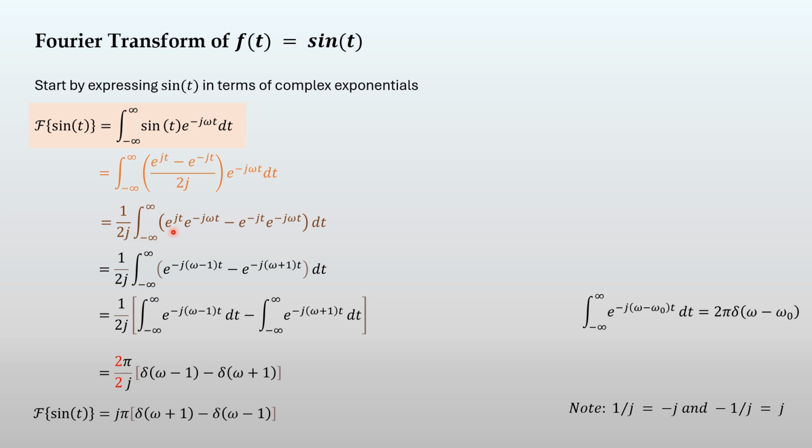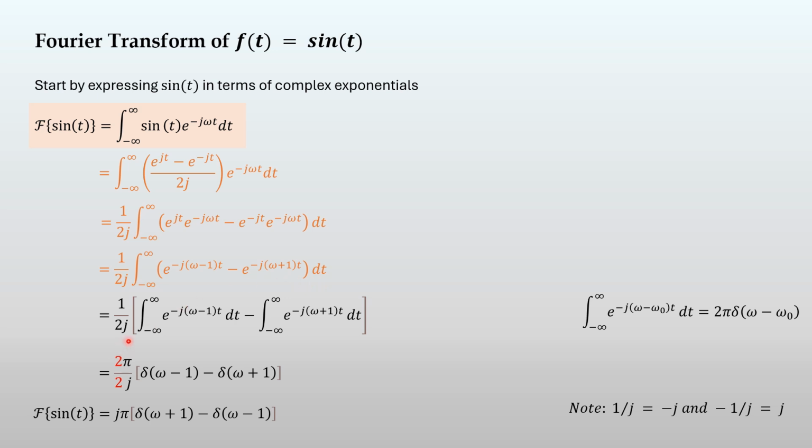Within the integrand, two exponential terms are observed: e to the jt times e to the negative jωt, and e to the negative jt times e to the negative jωt, with the latter being subtracted. The exponents are combined through algebraic manipulation, resulting in 1 over 2j times the integral from negative infinity to infinity of the quantity e to the negative j(ω minus 1)t minus e to the negative j(ω plus 1)t dt.